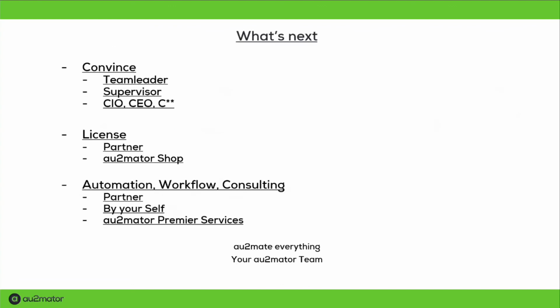So what's next? If you liked what you saw, maybe you have to convince your team leader, your supervisor, your CEO, your CIO, or your C anything to get an au2mator license. If you want to get those licenses, you can go to our partners, or you can get them directly from au2mator. We have a shop. You can directly send us an email or get the license directly from our shop, and then you can go.